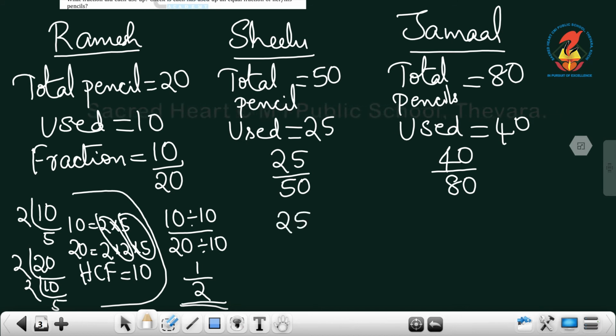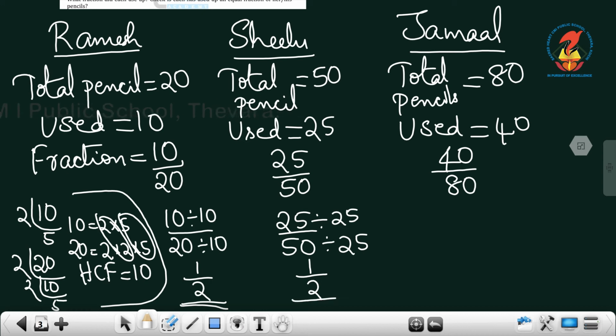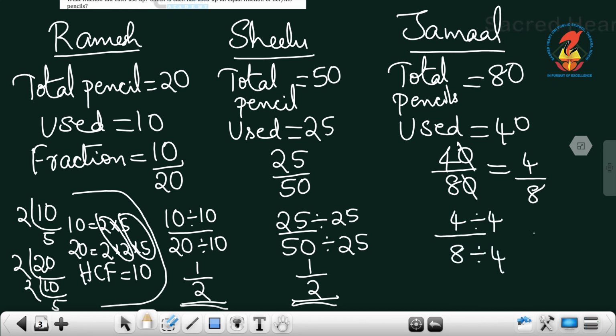Okay, in the same way find the HCF between 25 and 50. Do the prime factorization and find the HCF. Okay, HCF is 25. So what is the answer? 1 by 2. Okay, in the same way find the HCF between 40 and 80. Just cancel the 0, you will get 4 by 8. So find the HCF between 4 and 8. It's 4. So what is the answer? You will get 1 by 2.